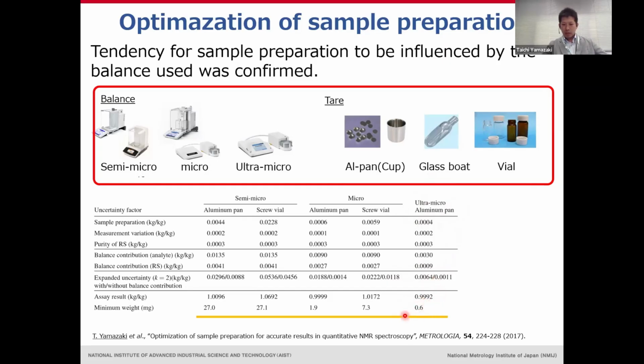This shows the minimum sample size for the accuracy of sample preparation. But we have confirmed that setting an appropriate sample volume using a combination of balance resolution and tare is sufficient for accurate sample preparation. For example, in the case of using a micro balance with an aluminum pan, the minimum sample size is near the values with the most accurate ones.